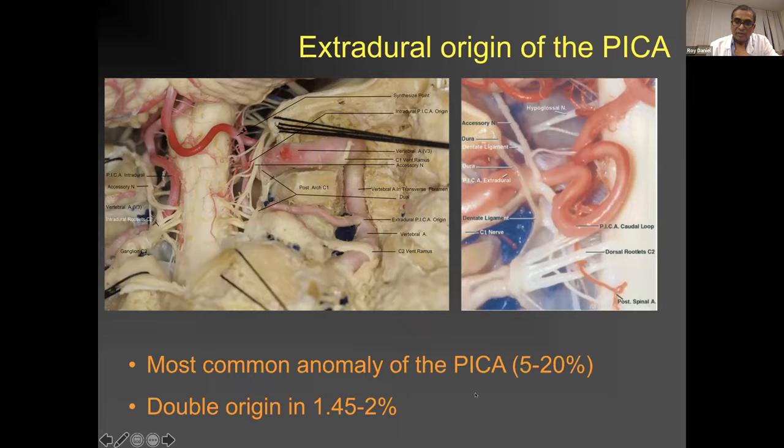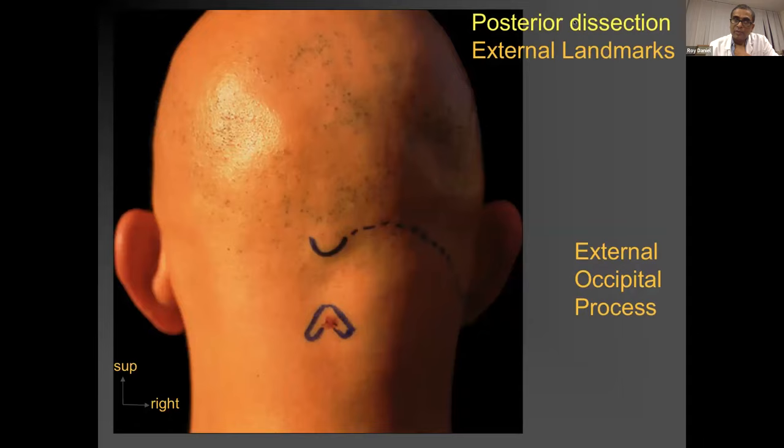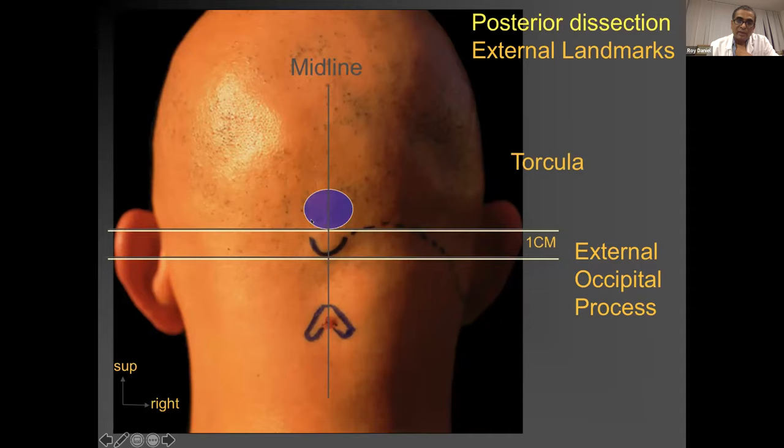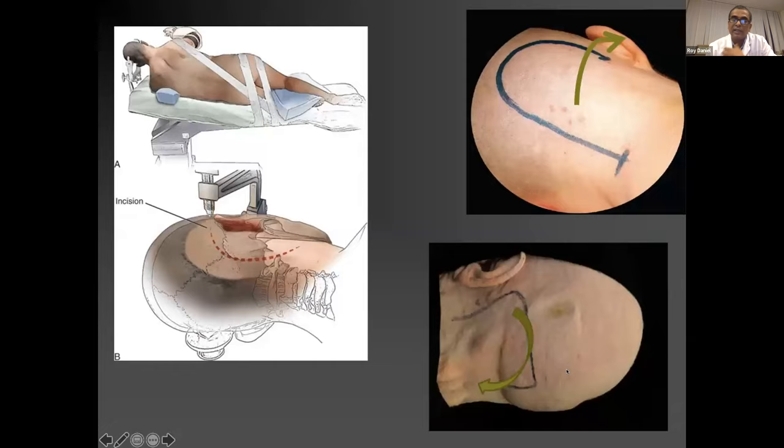When you look at a posterior approach or a posterior lateral approach, you need to look at the posterior dissection landmarks: the midline, the external occipital protuberance that tells you where the torcula is, and of course the C2 spinous process, which can be easily palpated. There are two variations of the approaches for the posterolateral approach to this region. The classical neurosurgical use is the one that goes midline and turns around, and that Michael showed you already, where the muscles are all moved as a bulk. I'm not really focusing on that because that's very well known in the neurosurgical community.